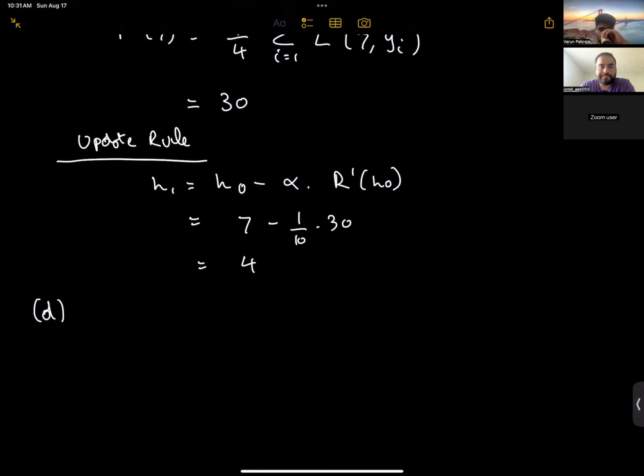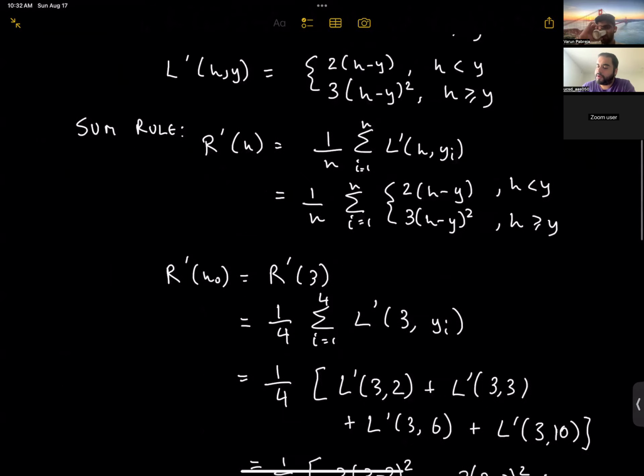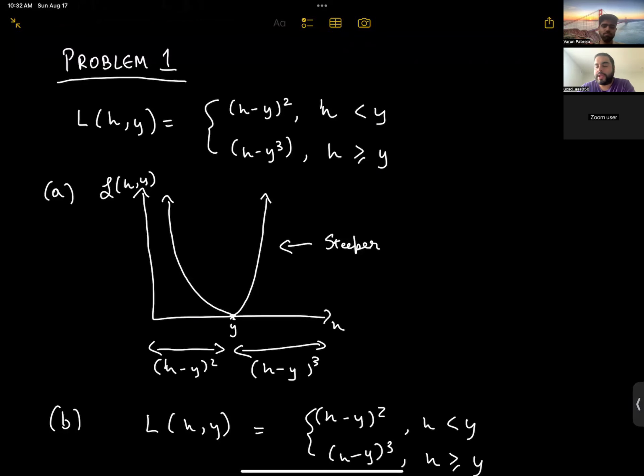Okay, so we know that our loss function is a piecewise function, right? Looking at the graph from part A, we know that it is much steeper when h is greater than y, right? Since it's much steeper to the right of y than to the left, this means that when our prediction h is greater than a data value, the loss is significantly more, right?